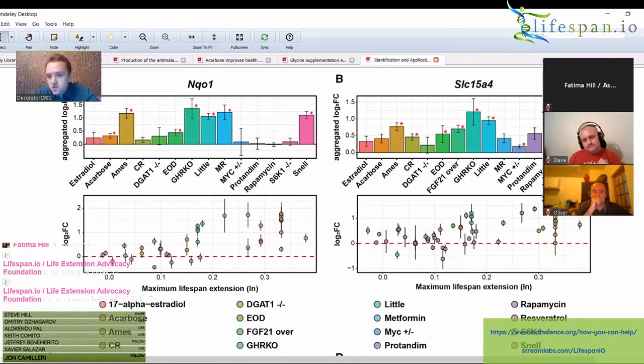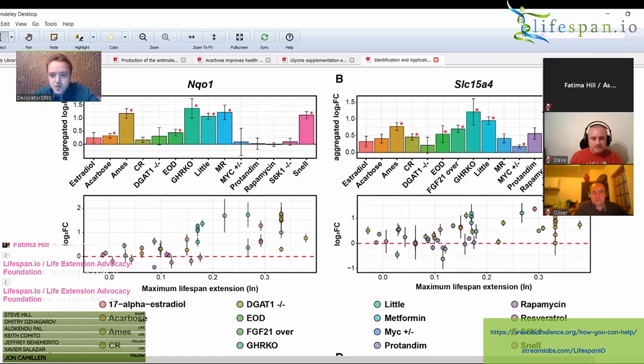Another interesting thing is that several biomarkers were found to be both common signatures and signatures associated with the effect on lifespan. So for example, here you can see NQO1, which is one of the targets of NRF2, an acute stress regulator. And you can see that it's, first of all, upregulated in response to different interventions, and at the same time, it's positively associated with the effect on lifespan. So it's a very consistent signature.